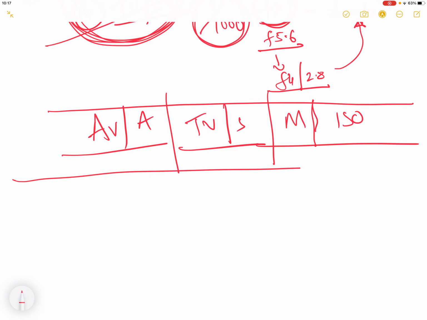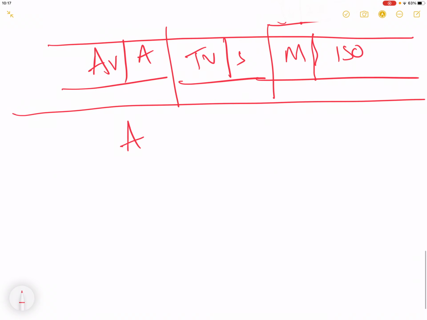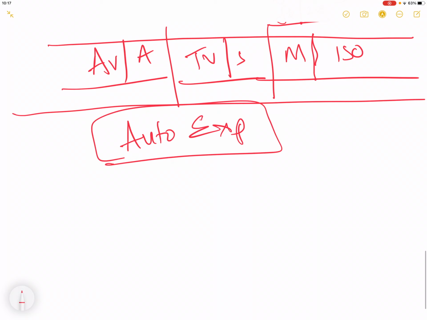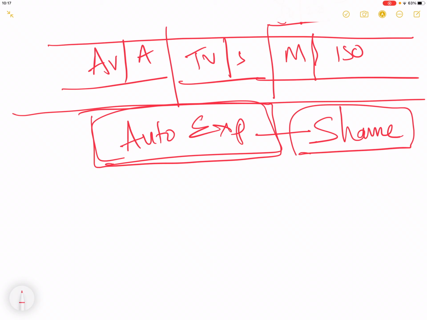But if you've noticed, pro cameras do not have auto exposure. Like for example, if you buy a camera like a Sony A9 II or an A7R IV or a 1DX Mark III or a Nikon D6, and if you're given an auto mode, which is an auto exposure mode, that is a shame, because you don't need to buy a camera like that to do auto exposure.